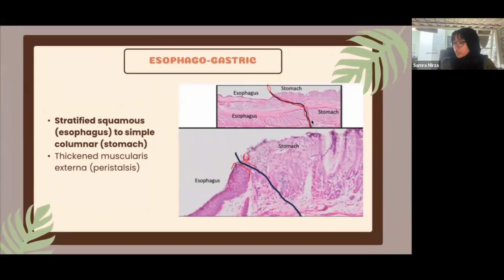Another thing we can point out is that the stomach has a thickened muscularis externa. This is for increased peristalsis, moving the food around, digesting, and everything. So that's the main topics you need to know about these slides.